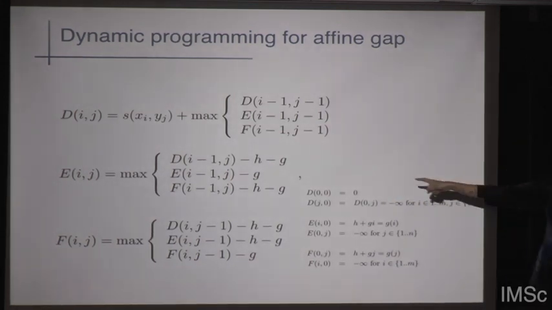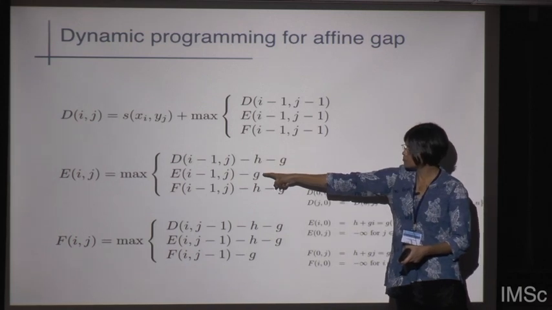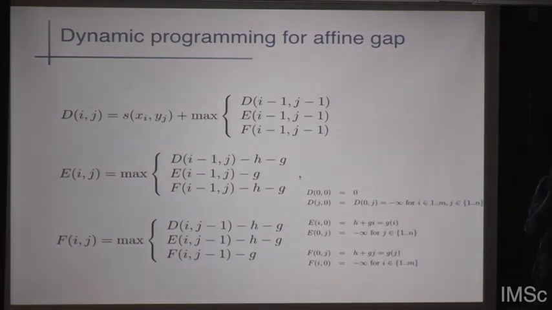Now this one is insisting on there to be a gap. Now this means if it takes a max from its own matrix, that means it's only extending.